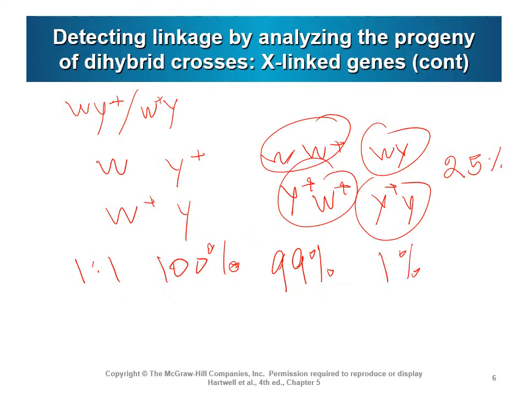However, as we saw in the previous slide, there is a 99% probability of the parental types, and there is a 1% probability of W plus Y plus and also W Y, which means that there is a 1% chance of recombination, where part of the chromosome is being swapped and recombined from somewhere else.